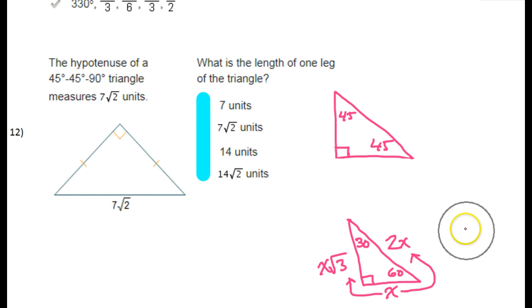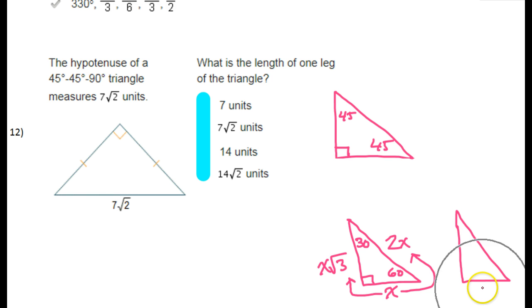Okay, so by this example, by this pattern, if I told you that the short leg was 7, then you would know that the hypotenuse is double that, so the hypotenuse would be 14, and the long leg would be the short leg times radical 3, so 7 radical 3.